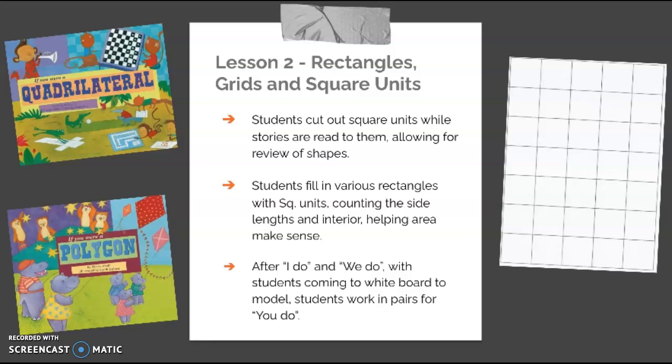Then in lesson 2, while they are cutting out these square units, which they will then use to put inside of rectangles, so this form of manipulatives, I'll be reading "If You Were a Quadrilateral" or "If You Were a Polygon," to emphasize the information we learned the day before about different shapes and give them something fun to watch and listen to while they're cutting out. And then they're going to fill in their rectangles using the square units, and they'll work in pairs when we're finished with the I do and we do of this lesson. They'll work in pairs in a game where they are competing with each other. So it should be fun.